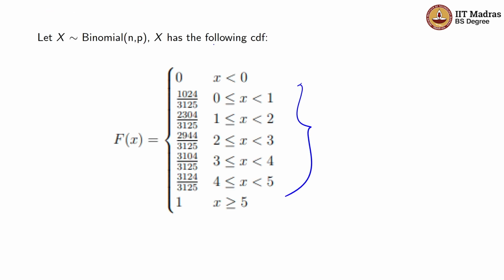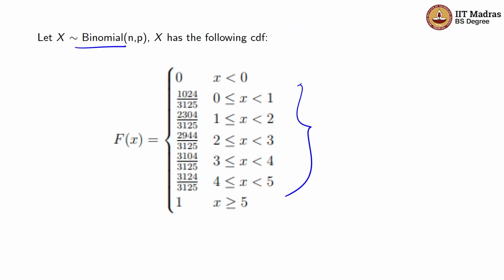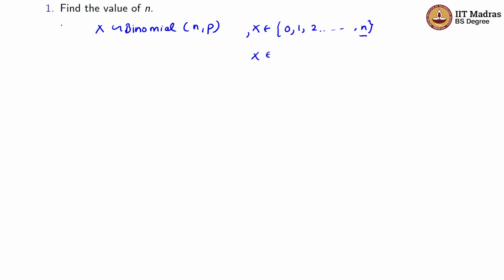Here it is given that X is following the Binomial(n, p). So if X follows Binomial(n, p), then the range of X is 0, 1, 2, and it goes up to n. So the maximum value that X can take is n. From the given CDF we can see that X is taking values starting from 0, 1, 2, 3, 4, and going up to 5. So X belongs to 0, 1, 2, 3, 4 and 5. So we can see that the value of n should be equal to 5.